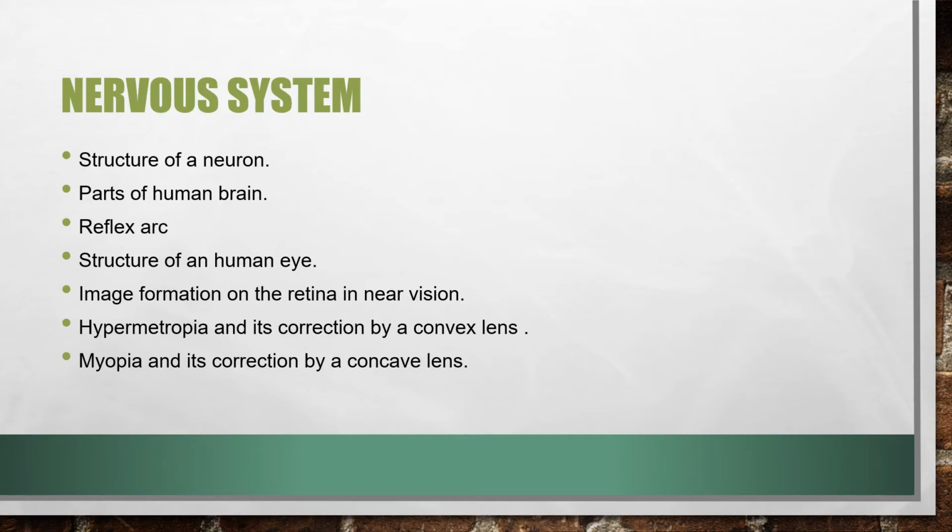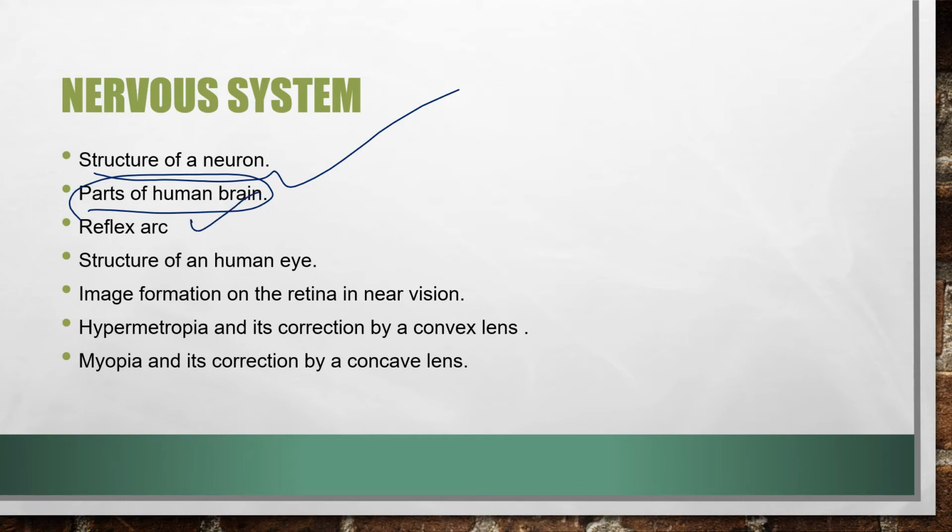Now next comes the nervous system. When we come to the nervous system, first of all what comes to our mind is the structure of the neuron. So first we are going to discuss the structure of the neuron, then the parts of the human brain. It is very important, the parts of the human brain.